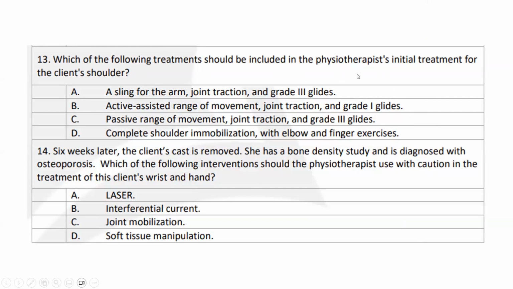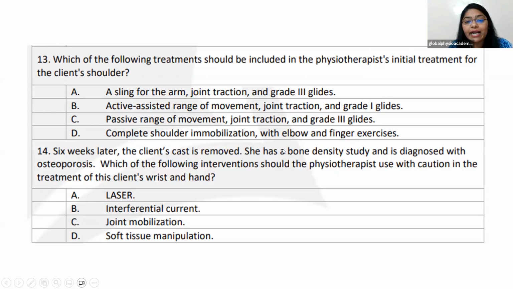B, perfect: active assisted range of motion, joint traction, and grade 1. Grade 1 is for pain inhibition, right? Grade 3 is for range of motion. Initially, you are not working with the end range, so grade 3 in option A and option C are excluded. Option D, shoulder immobilization, leads again to stiffness. So right away the answer is option B. Got it?